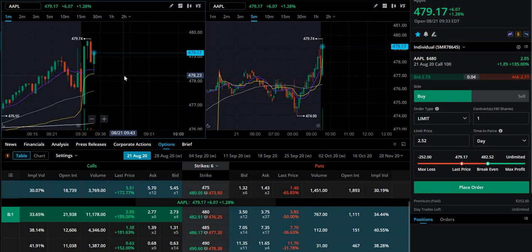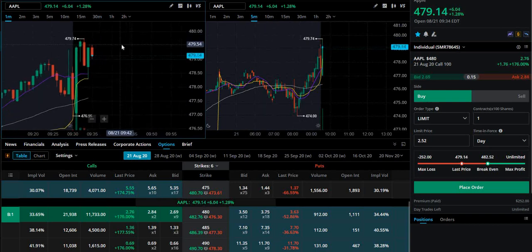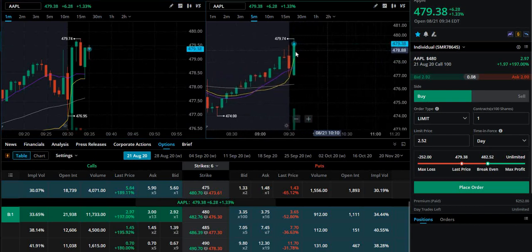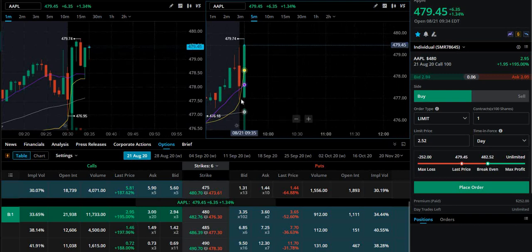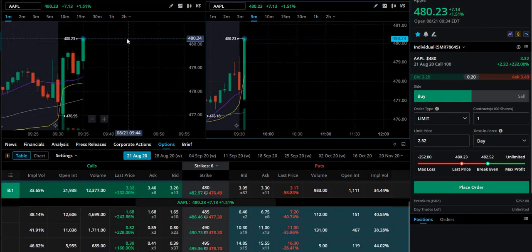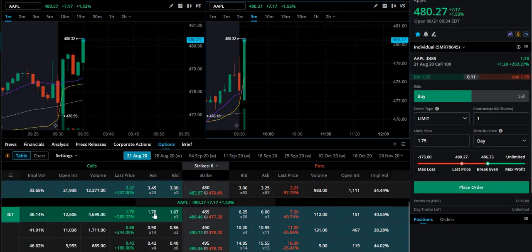I have the level 2 up on my phone, but I have a hard time really reading the level 2. There's people wanting to sell at 479.60 of 1,000 shares. So this thing's definitely not moving like it was yesterday. But look at the first 5 minute candle. It opened down here at 477, already almost $2. $480.